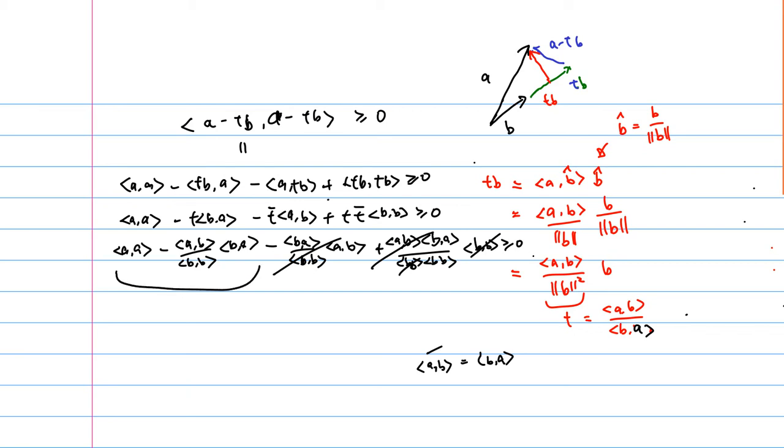Then if I move this to the other side and multiply by the inner product of B and B, immediately you see that we have the inequality that the inner product of A and A times the inner product of B and B is bigger than or equal to the inner product of A and B times the inner product of B and A, which is just the inner product of A and B, the norm squared. And that's the proof of the Cauchy-Schwartz inequality, and that's all I'd like to talk about. I'm sorry that this kept suddenly erasing stuff, but thank you for your attention.